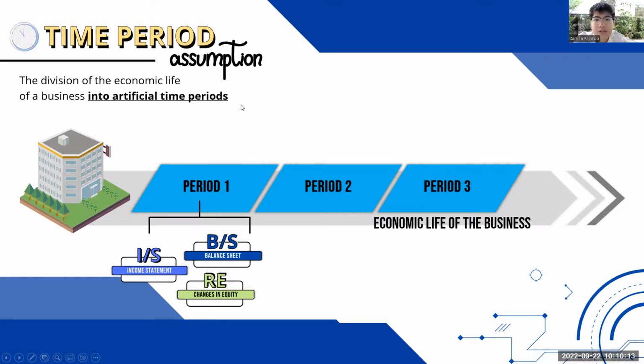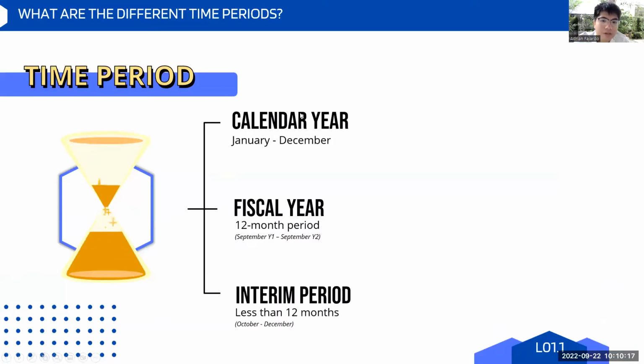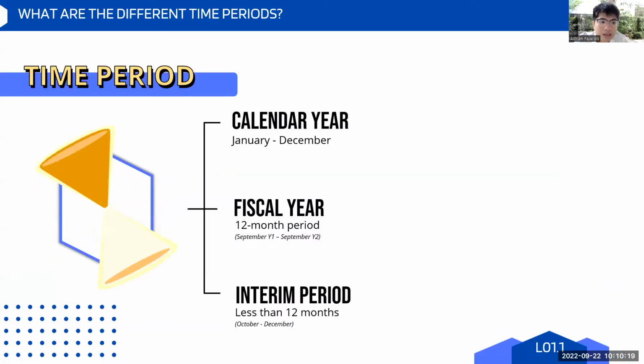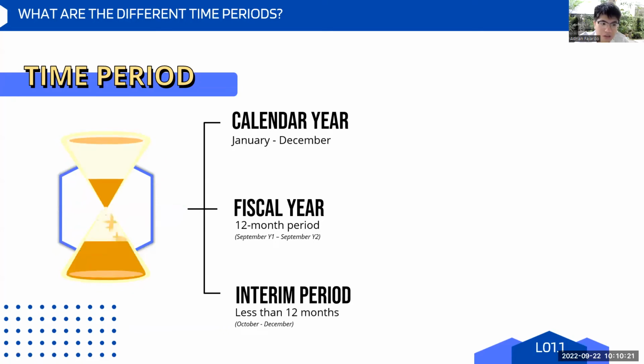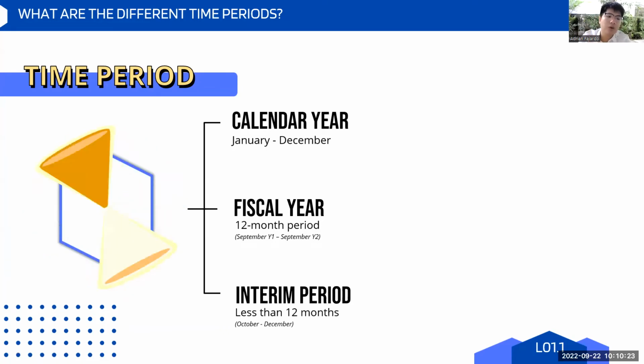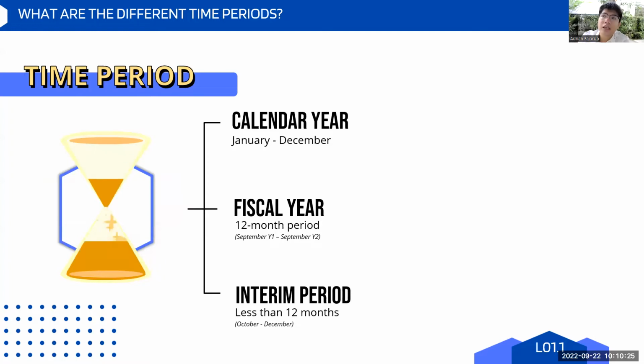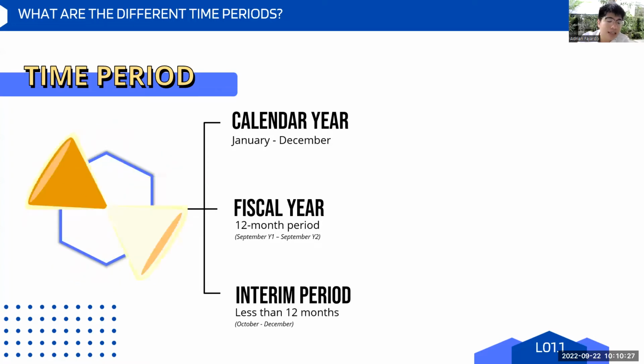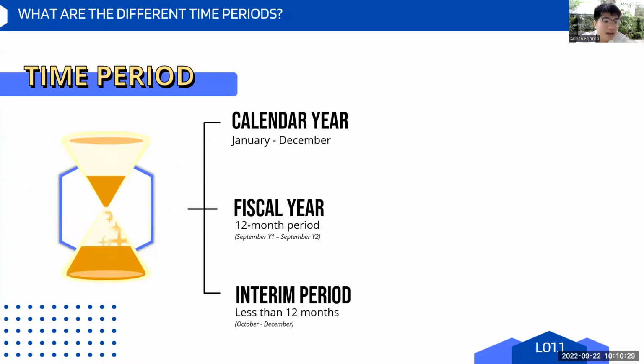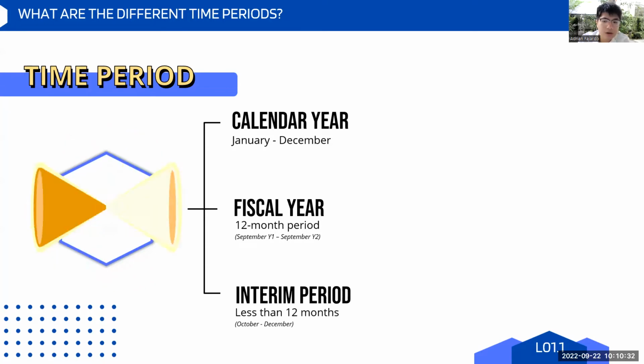So then the next question that you naturally ask is, ano nga ba yung mga different time periods, right? So here are just the 3 time periods that companies regularly use. So some companies use what we call a calendar year. So this is one that's closest to us. Basically, January sila to December nagre-report. So magre-report sila na end of December, right?